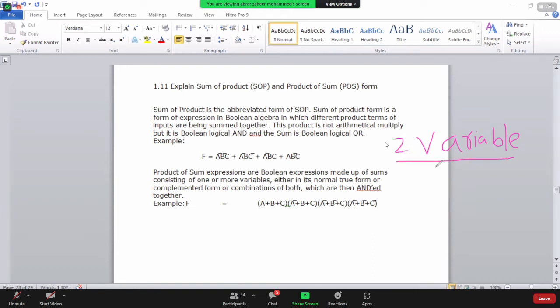So for two variables, what will be the example? F is equal to what? For two variables, the sum of products will be A B bar plus A bar into B, okay? A B bar plus A bar B. This is the example for the sum of products.